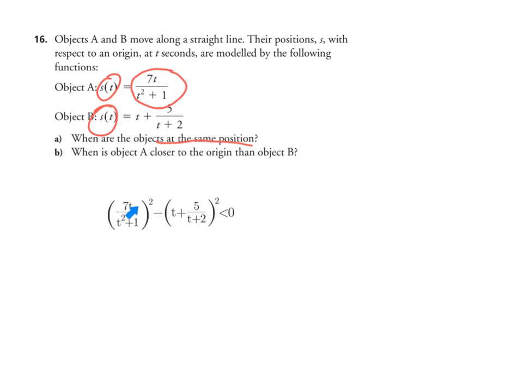All right, so as you can see, I set it up. So I squared both of them, and I subtracted the square of the distance from the origin of object B from the square of the distance from the origin of object A. So when this is negative, in other words, less than 0, that means that object A must be closer, because this is smaller than this. And that's what we're looking for, right? When object A is closer to the origin.